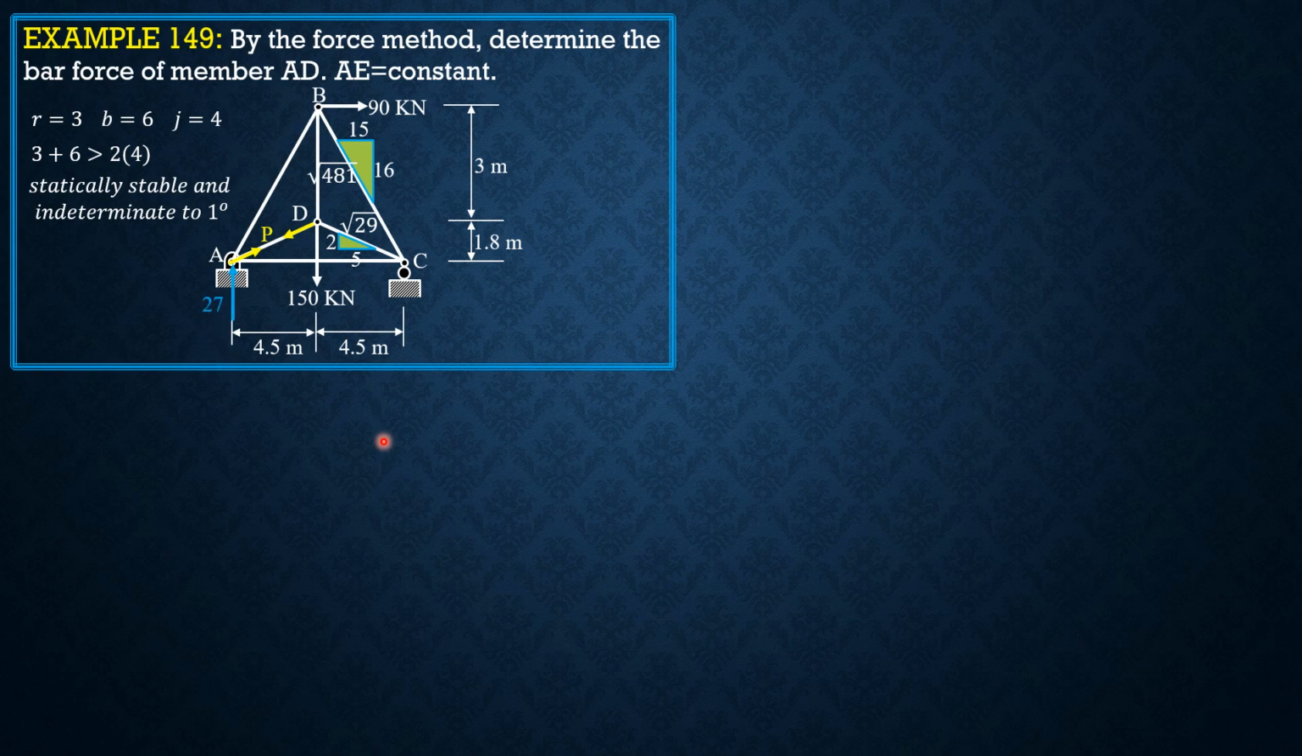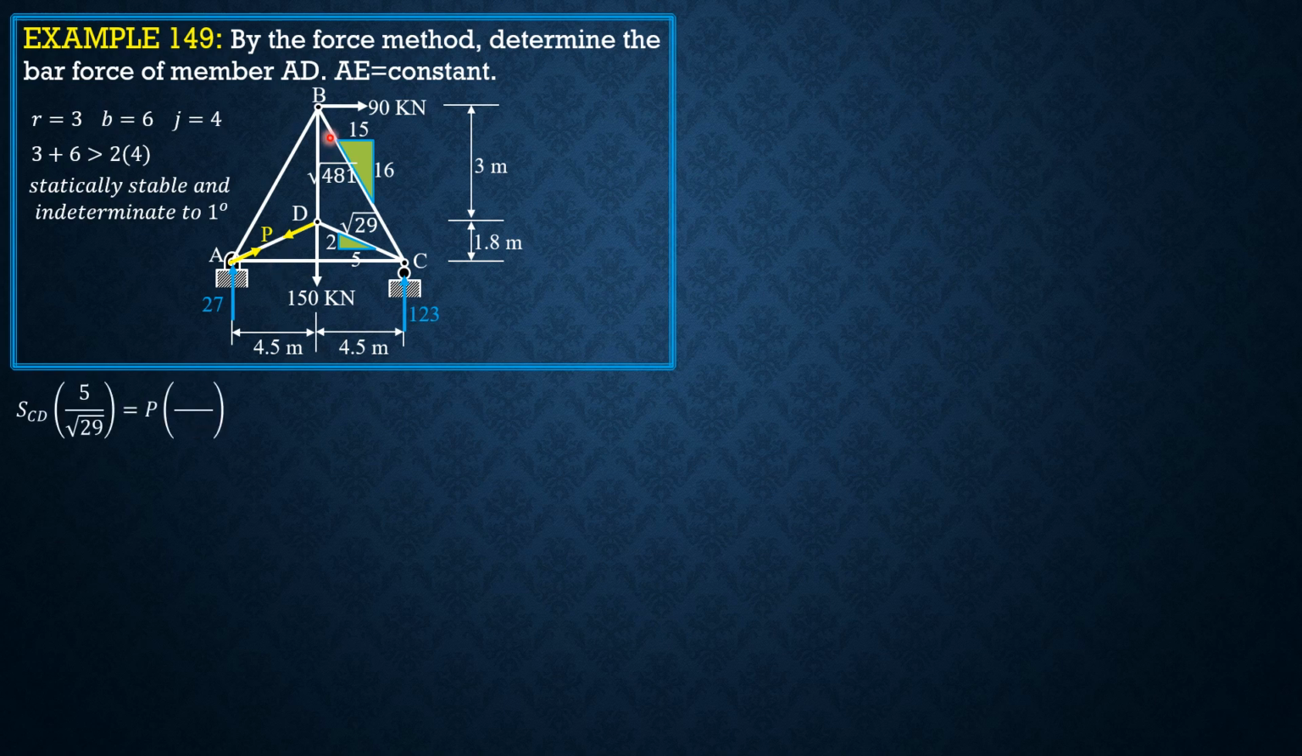For the reactions, this is 27. So AY, summation of moment about C: AY times 9 plus 90 times 4.8 equals 150 times 4.5. That's why you get 27. So therefore this must be 123 upward. Summation of forces X, so this is 90 leftward. I leave that to you.